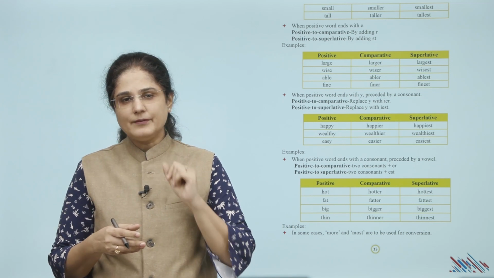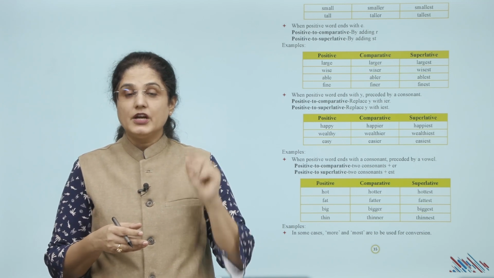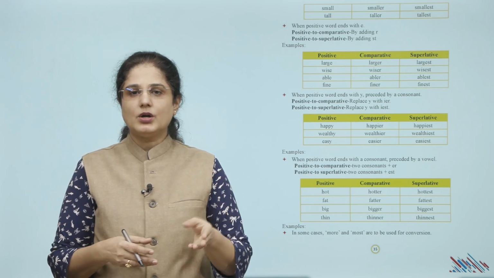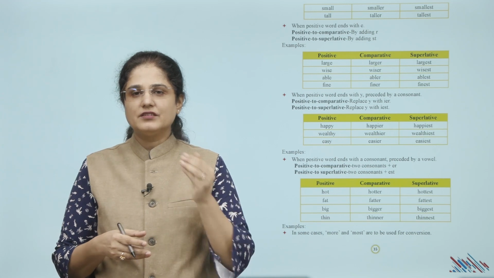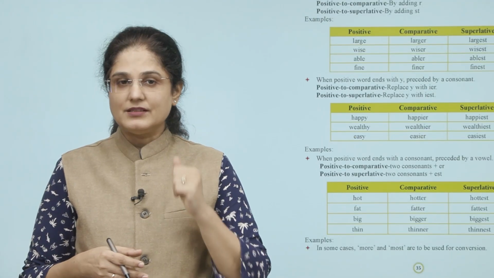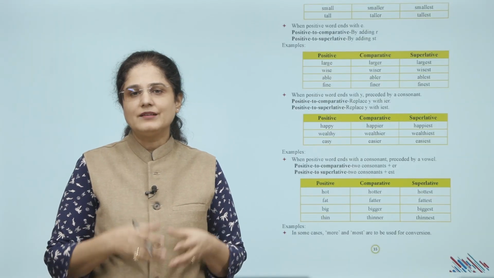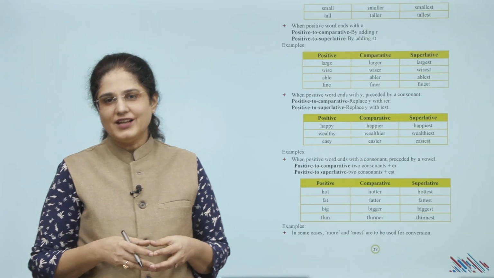2 consonants plus ER. Positive to superlative, 2 consonants plus EST. For example, hot, hotter, hottest. Fat, fatter, fattest. Big, bigger, biggest. Thin, thinner, thinnest. Now in some cases, more and most are to be used for conversion.